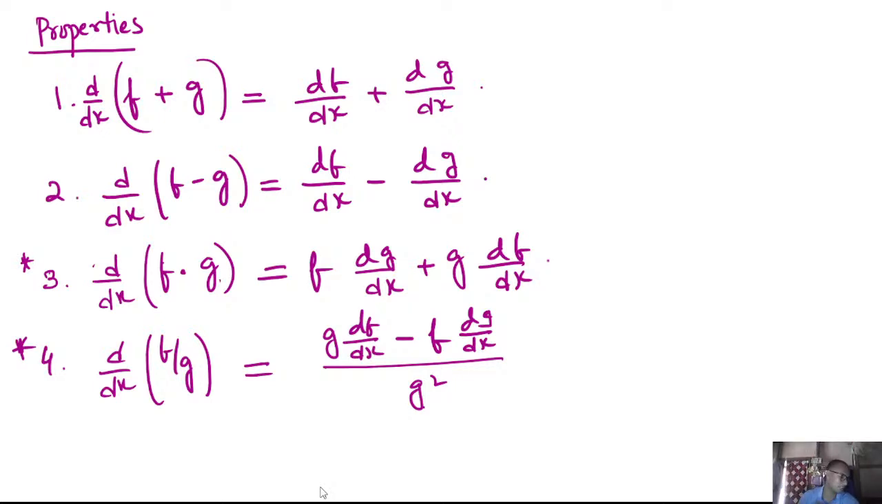So see, the third and the fourth are very important. Last one is what we call the chain rule. See, let's take an example of the chain rule.